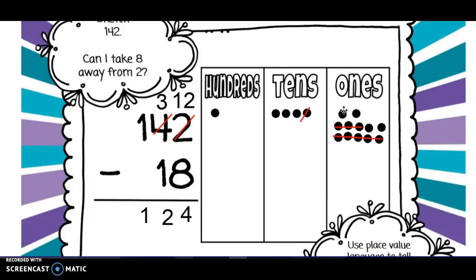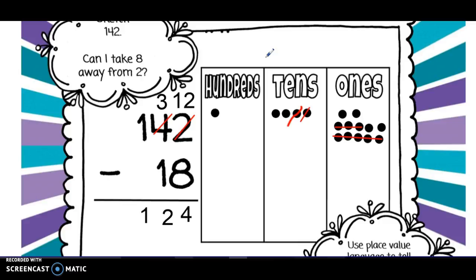And this is why, because I took 8 ones away from my 12 ones, and that left me with 4 ones. Then I have to take 1 ten away from the tens, and that gives me 2 tens. And then I don't have any hundreds to subtract, so that leaves me with 1 hundred. So my answer, 142 minus 18 is 124.